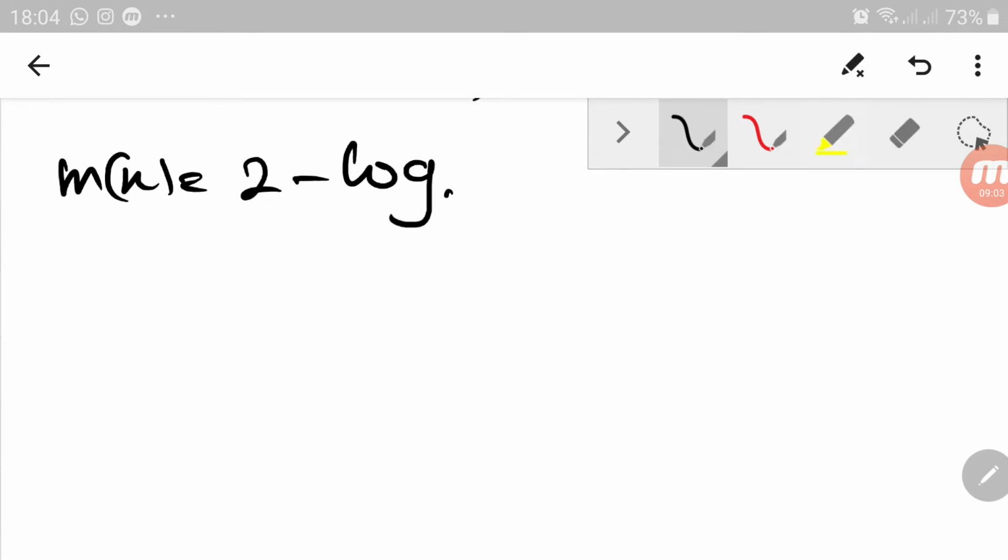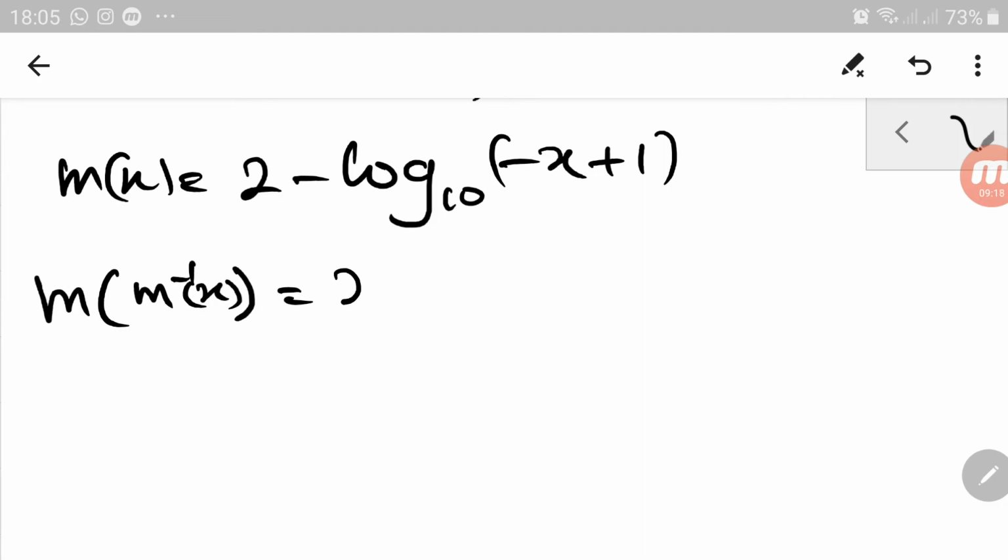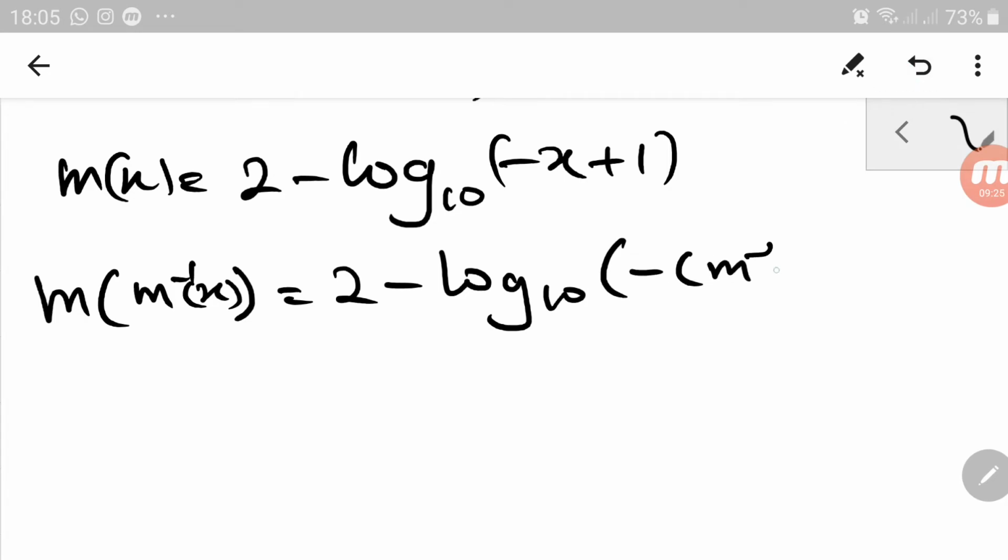Absolutely don't want, confusing. Log. Okay, m x equals 2 minus log base 10 of minus x plus 1. Okay, now first we change x into m inverse x. Okay, and then 2 minus log to the base 10 of minus m inverse x plus 1.